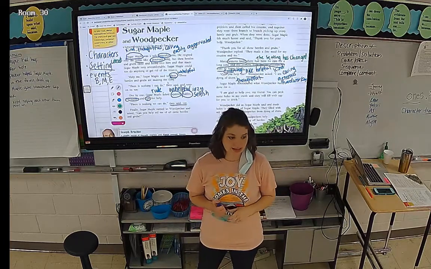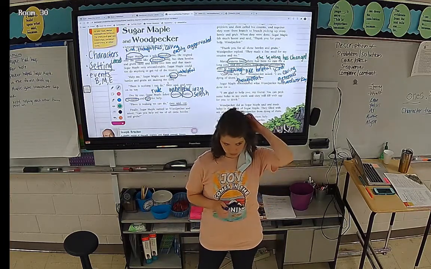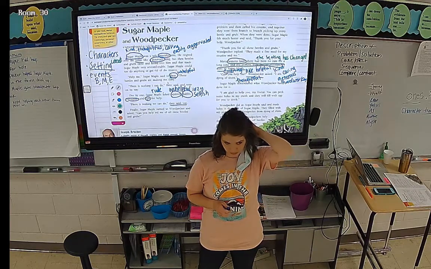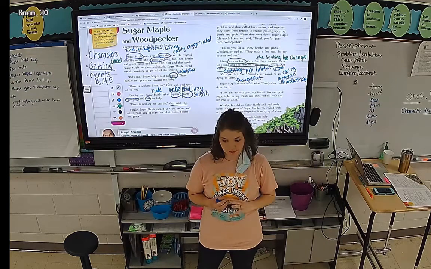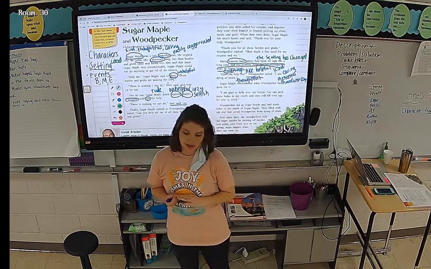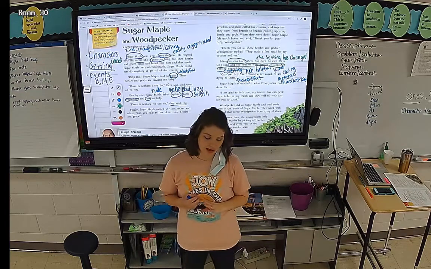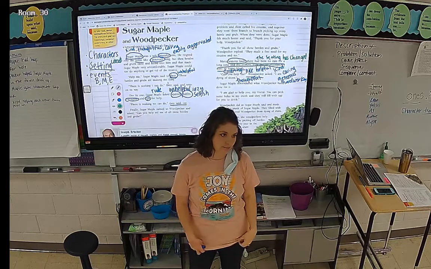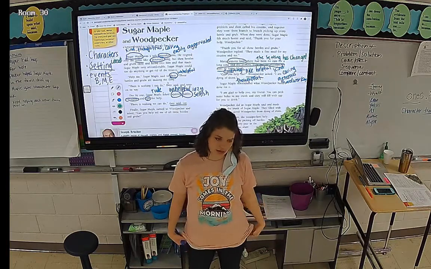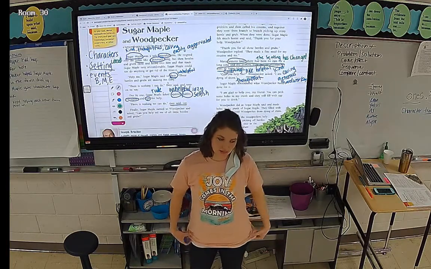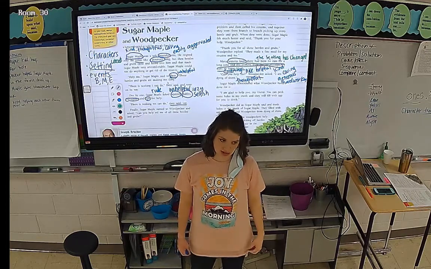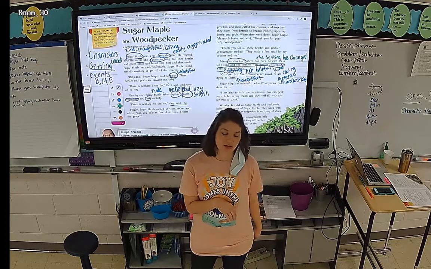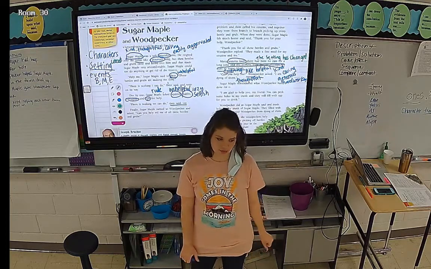Okay. All right. Yes, Landon. Wouldn't the main idea of the story be that Woodpecker helped Sugar Maple? It might be more like Sugar Maple and Woodpecker helped each other. But most of the time, not always, sometimes they get a little tricky, they ask main idea for informational text. And most of the time they'll ask summary for fiction like this. Every now and then they'll ask you the main idea, but most of the time it's for informational text.